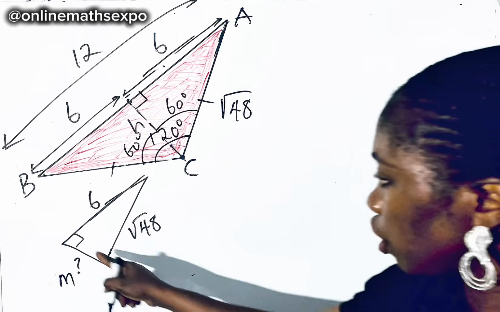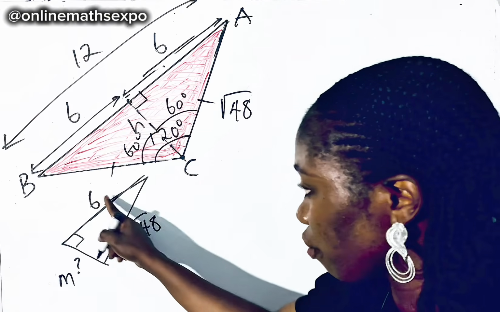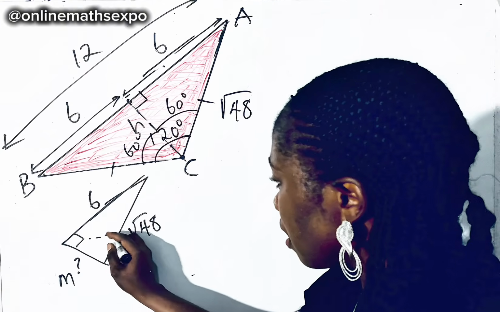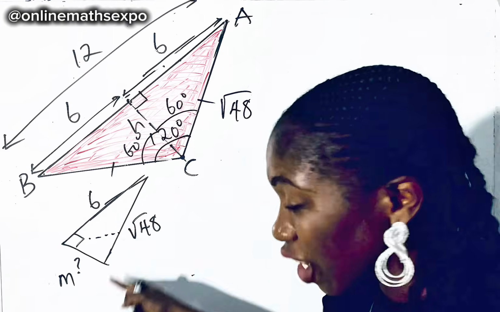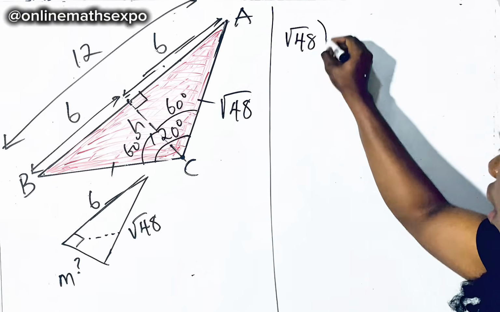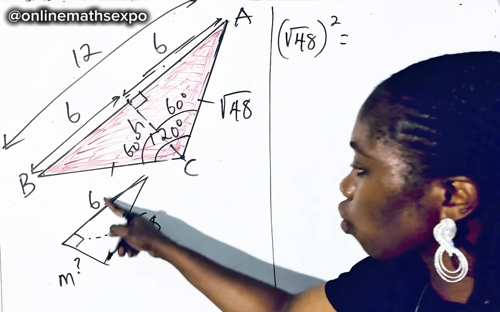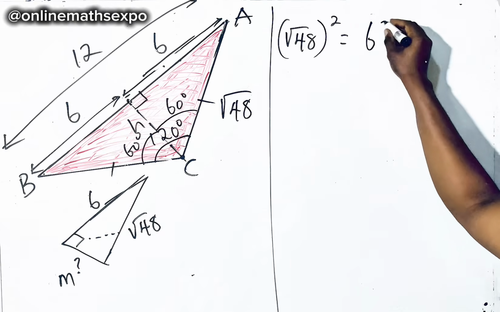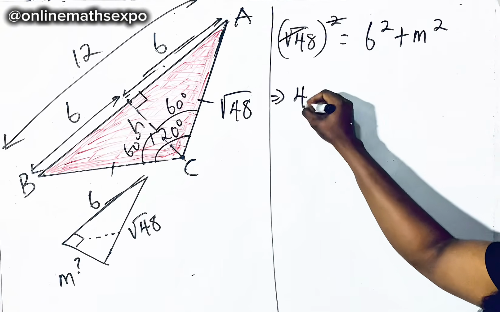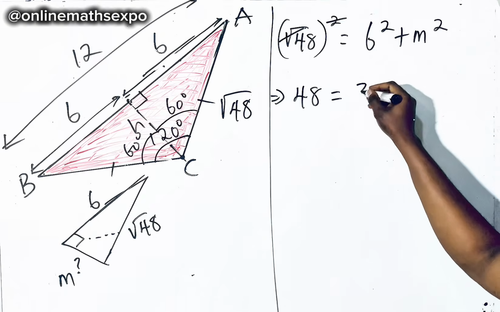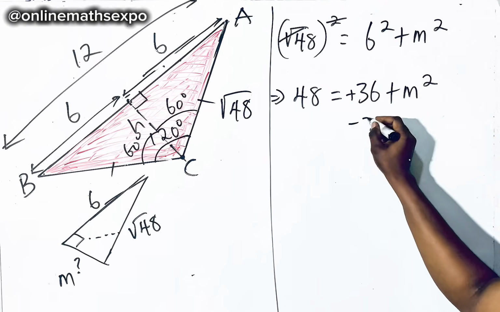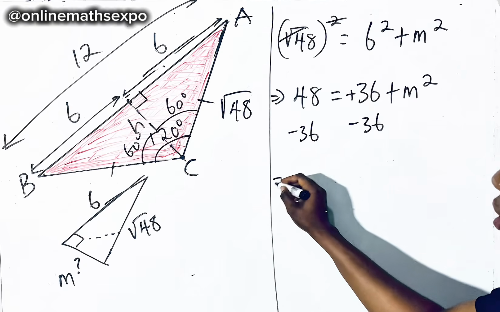You see you are working with a right triangle, so use your Pythagorean theorem. This side, opposite the right angle, is the longest side. So root of 48 squared should be equal to the squares of the two legs summed, and that is 6 squared plus M squared. So we have 48 is equal to 36 plus M squared. To remove this plus 36, subtract 36 from both sides.